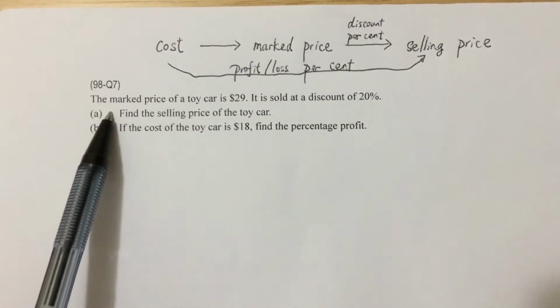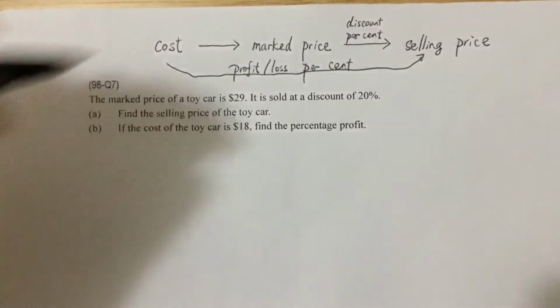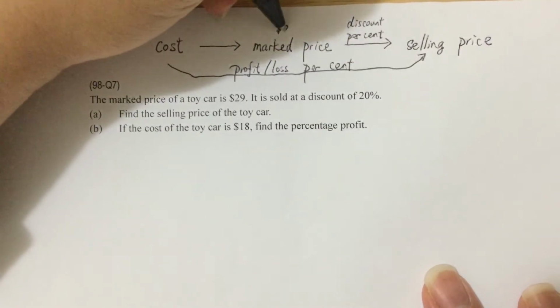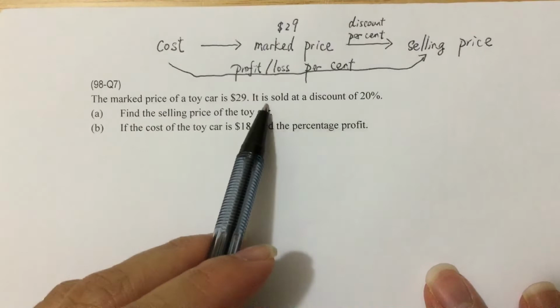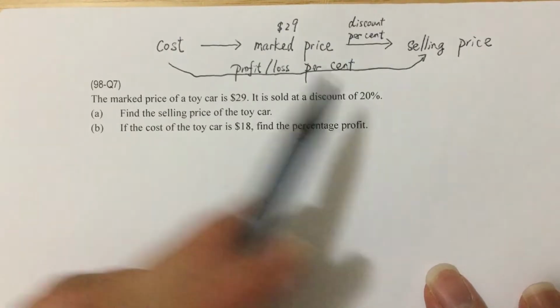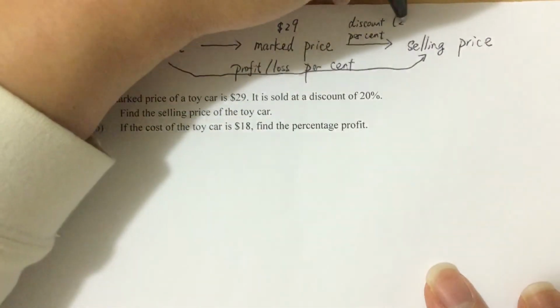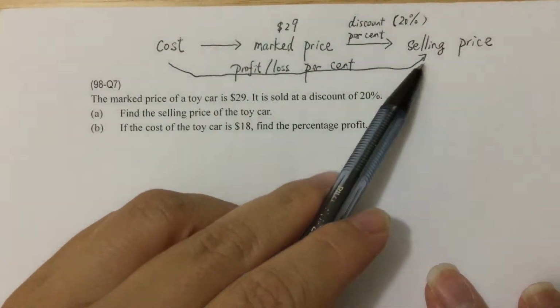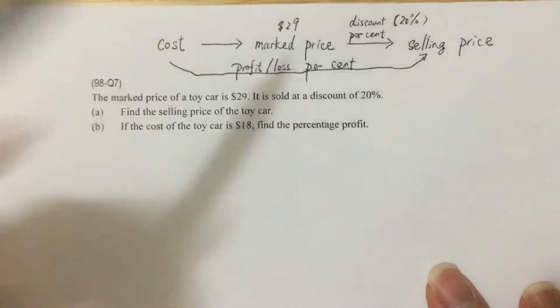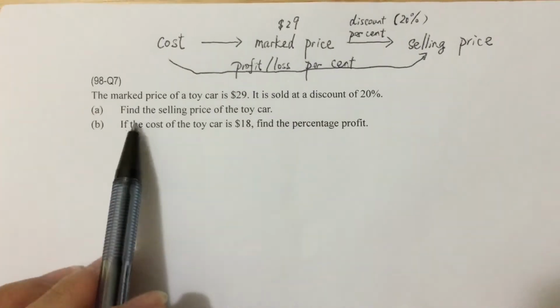So first of all, the mark price is $29. So obviously we have 29 here. And then the discount percent: it is sold at a discount of 20%. So I think you can calculate the selling price immediately with these two numbers. Okay, now we can do part A.